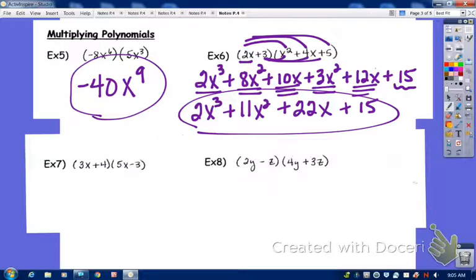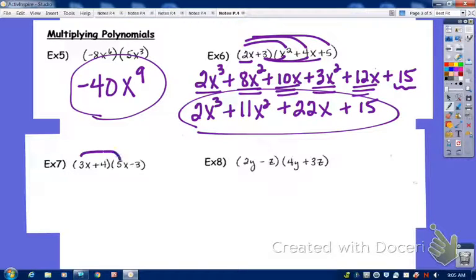All right. Example 7 is a binomial times a binomial. Your Algebra 1 teacher may have taught you to FOIL, F-O-I-L. Okay, foiling is really just distributing. Once you get to Algebra 2, that word only applies to a binomial times a binomial, so I like for you to just think about you're still just distributing.